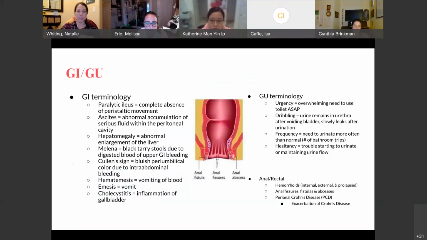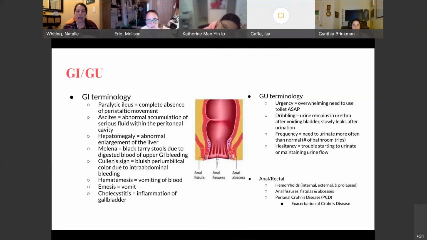So GI, GU, some GI terminology to know. Paralytic ileus is a complete absence of peristaltic movement. Ascites is an abnormal accumulation of serous fluid within the peritoneal cavity. So that's basically that third spacing edema of the abdomen, right? That might happen with heart failure or liver dysfunction, liver disease, a variety of things that ascites happens with.